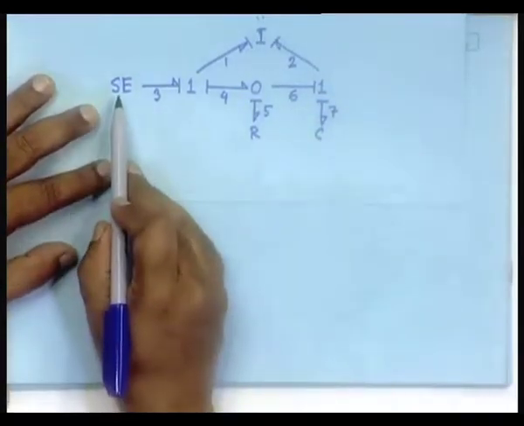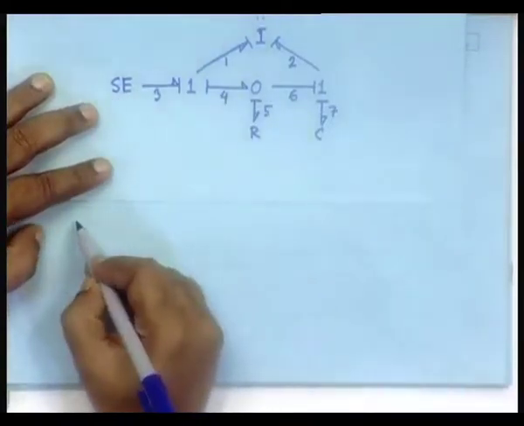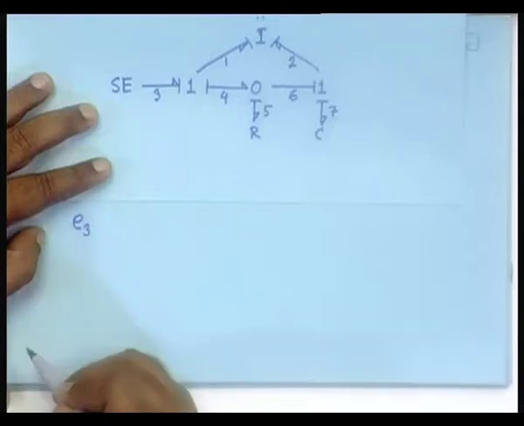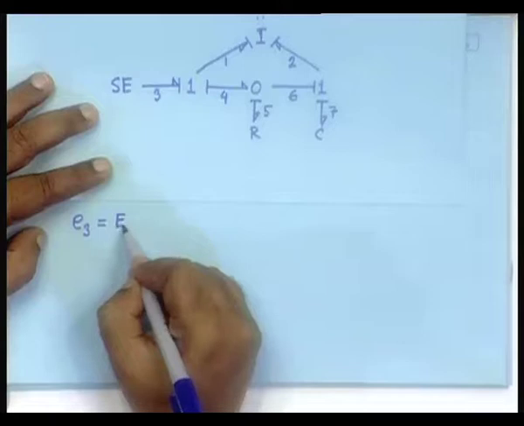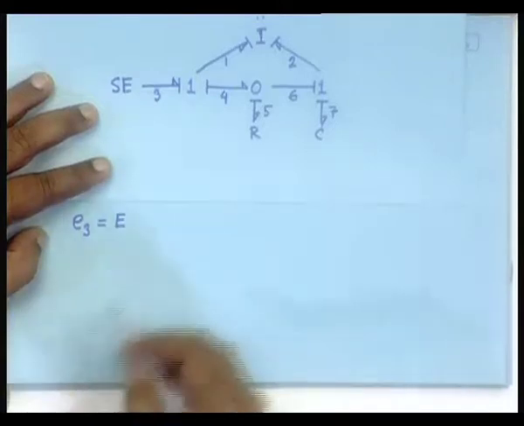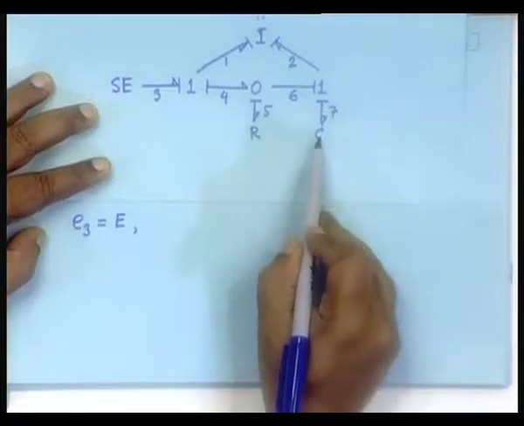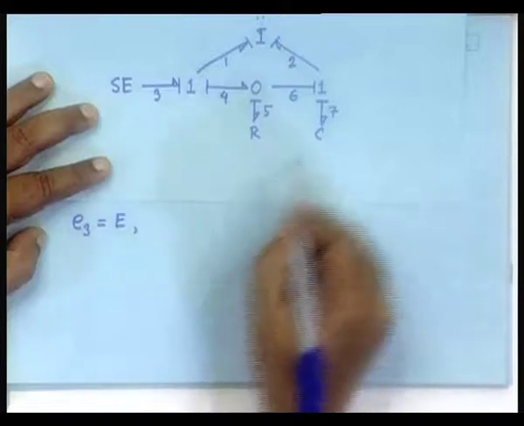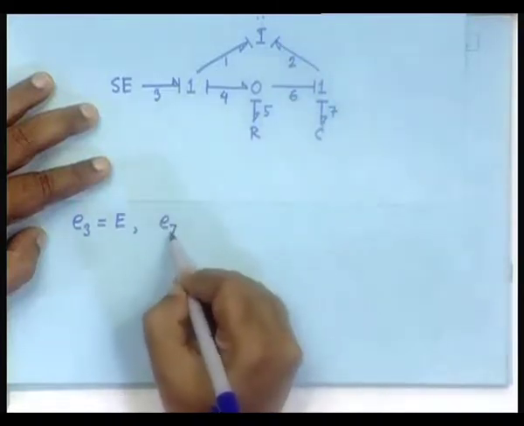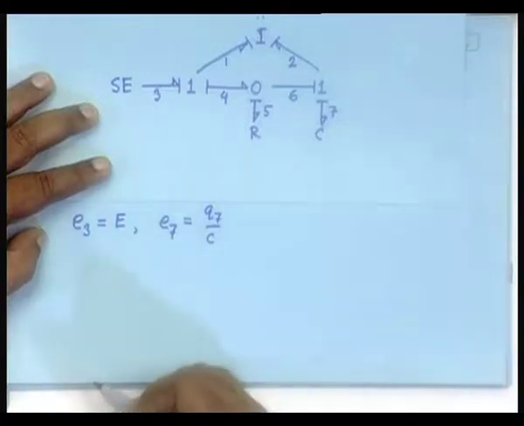First, we ask the question with respect to the SE. What does it give to the system? It gives E3, which is the externally applied voltage E. Next, we ask this question to this C. What does it give? So, it gives E7. E7 is equal to Q7 by C, right.